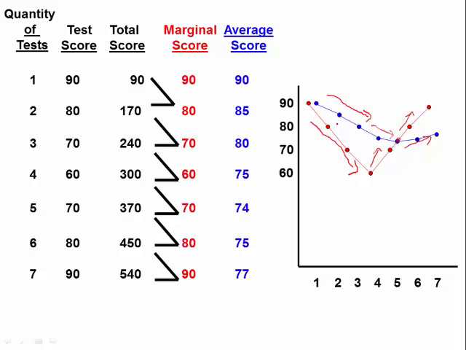Again, if marginal is going down, average is definitely going down. If marginal is going up, it depends on whether marginal is below the average or above the average. And if it's below the average and it's going up, it's still pulling the average down. If it's above the average, it's pulling the average upward.